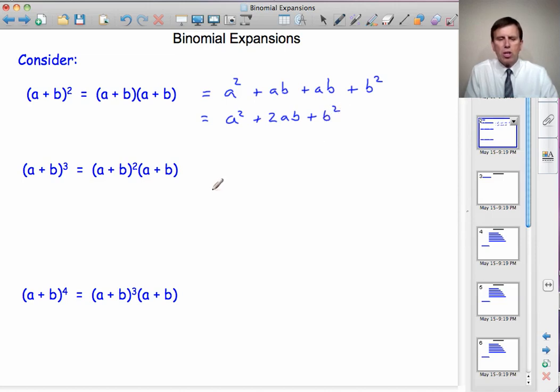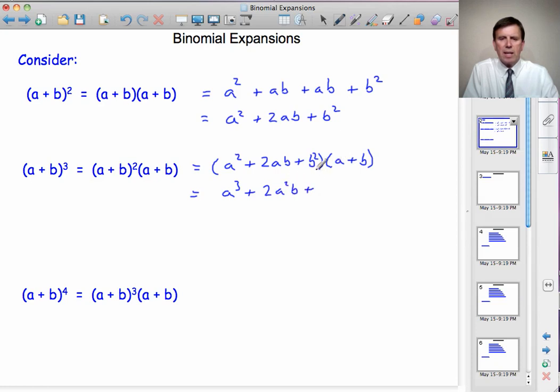Now what about a plus b cubed? Well, that's a plus b squared multiplied by another a plus b. So I'll begin by writing down what we've just found. A squared plus 2ab plus b squared multiplied by a plus b. Now I'll first multiply this bracket by the a, and that gives a cubed plus 2ab times a is 2a squared b, and a times b squared is plus ab squared.